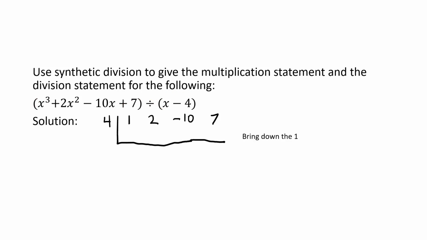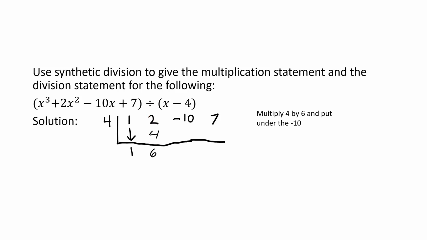Now, we bring the 1 down, and then we multiply 4 by 1 and put it under the 2. So 4 times 1 is 4. By the way, it's this 4 and this 1 that we're multiplying. 4 times 1 is 4, and so we put that under the 2. Now we add the 2 and the 4. Okay, so we add that 2 and that 4, and we get 6.